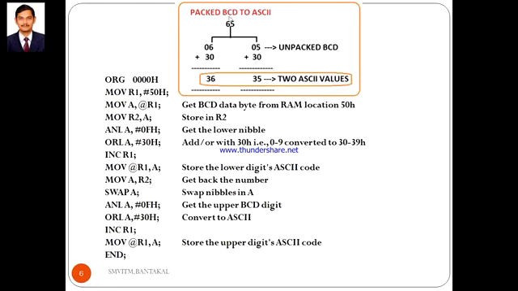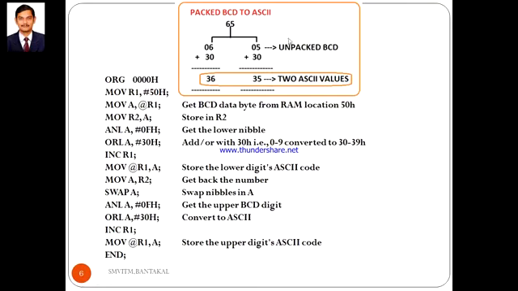Next one, packed BCD to ASCII. This is the packed BCD data we are assuming. I have to first unpack this data and add 30 to each individual nibble. The respective data 36 and 35 gives you the 2 ASCII equivalent values.